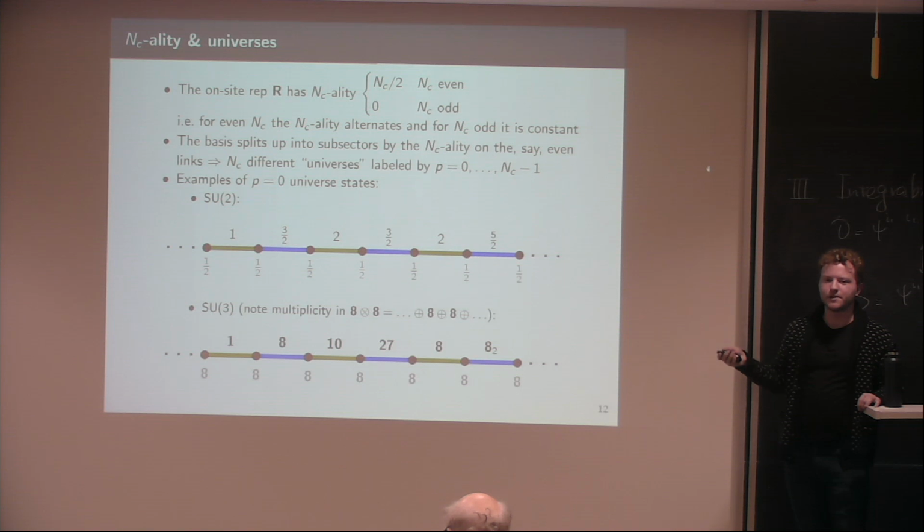Good. But if I go 2 links over, in either case, no matter whether N_C is even or odd, I'll maintain the same N-ality. So that's sort of the group theoretic kinematics here.